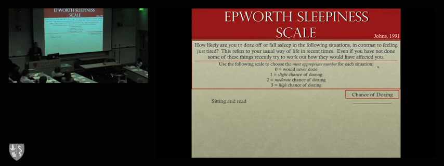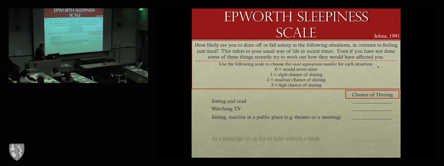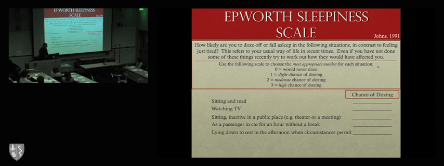So sitting and reading, what's the chance? In general, and if you haven't read in a while or whatnot, just think about it. Watching TV, what's the chance? Not morning, noon, or night, just in general, what's the chance while you're watching TV of falling asleep? Sitting inactive in a public place, theater, or meeting, maybe today. As a passenger in a car for an hour without a break. I hear a chuckle. There's a 3 in the audience.